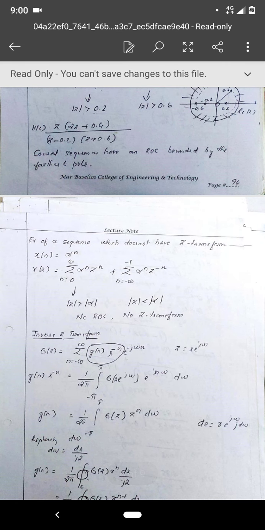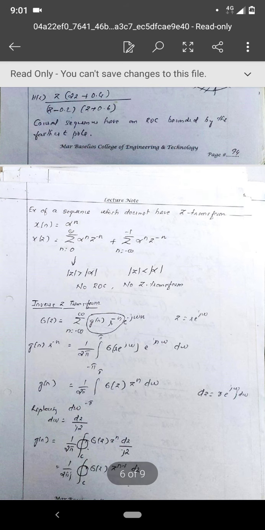Now take the second case, a strictly anti-causal signal. For that, we know that the ROC will be inside the circle. Here the radius is alpha, so mod of z should be less than alpha. When you combine, the resultant ROC will be the combination. For the first term, the ROC will be outside the circle, and for the second term, the ROC will be inside the same circle. That together is not possible. So there is no ROC, and therefore there is no Z transform. If there is no ROC, then there is no Z transform for the signal. This is a typical signal which does not have a Z transform, that is alpha raised to n.